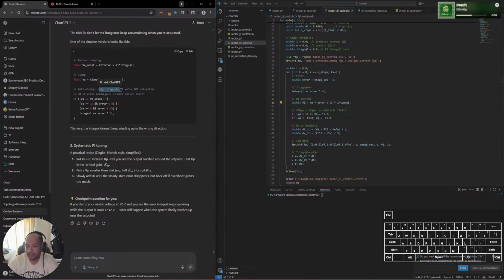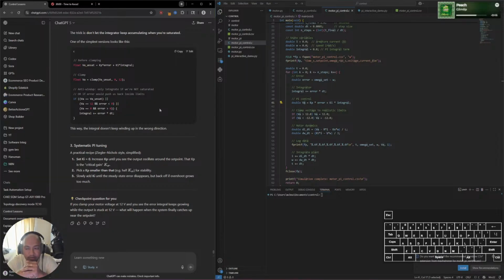Anti-windup: only integrate if we're not saturated, or if the error would push us back inside the limits. So if Va is equal to unsaturated Va, or Va is equal to 12 and error is less than 0, or Va equals 0 and error is greater than 0, then integrate. It doesn't keep winding up in the wrong direction.